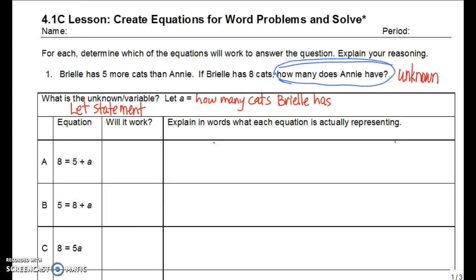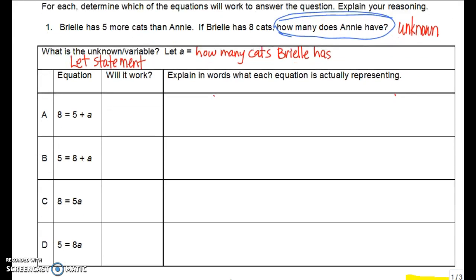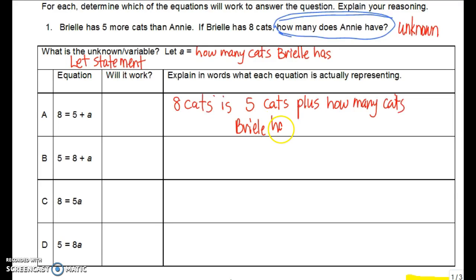All right, so if I look down at these equations, letter A, 8 equals 5 plus A. Remember, all of these values have units that are attached. So this isn't just 8, this is 8 cats. The equal sign is the word is, 5 cats, plus, and A represents how many cats Brielle has, so that's what we're going to write. 8 cats is 5 cats plus how many cats Brielle has. And that makes sense. This will work.